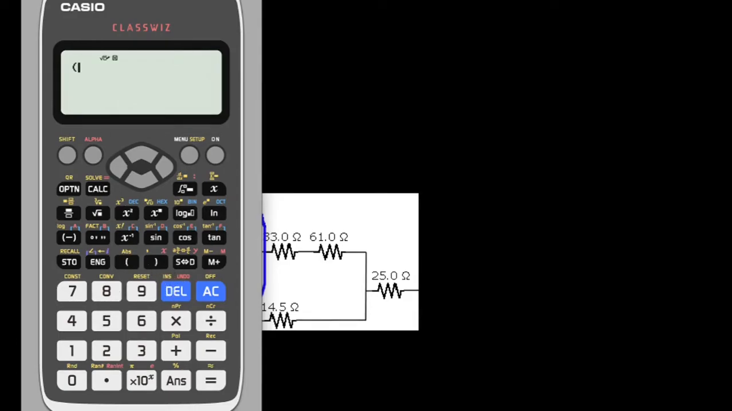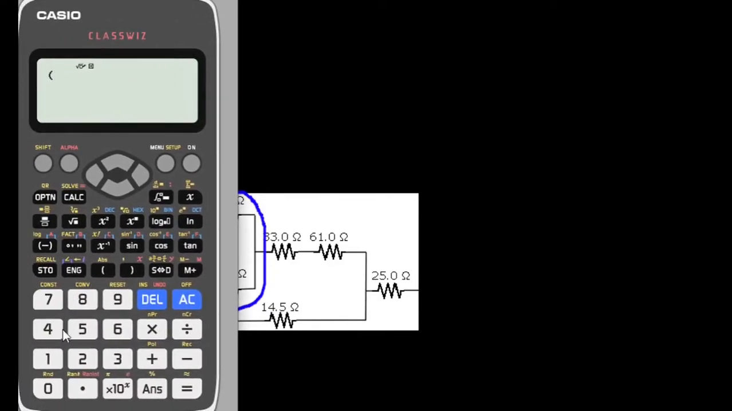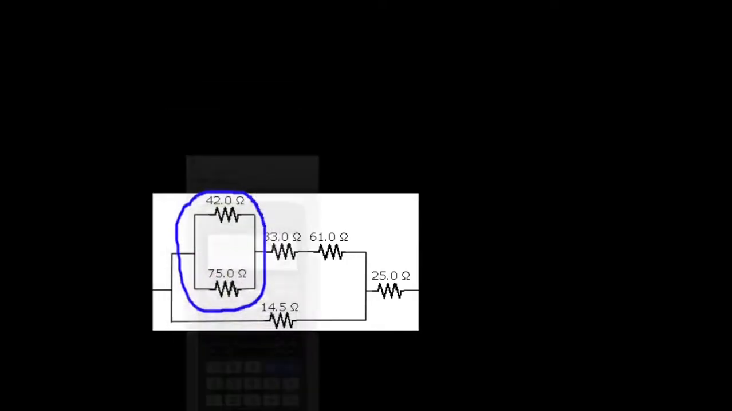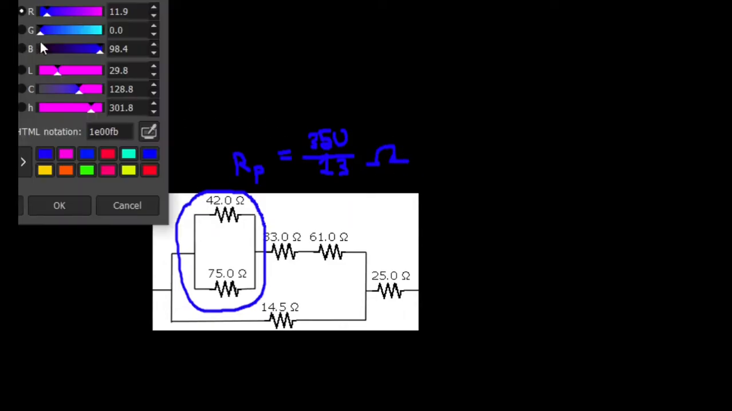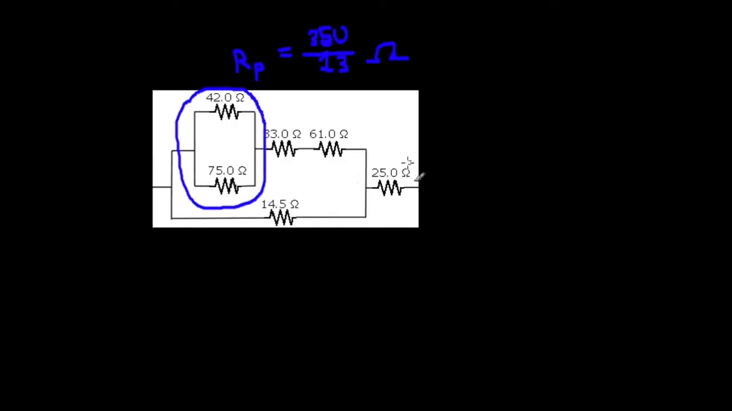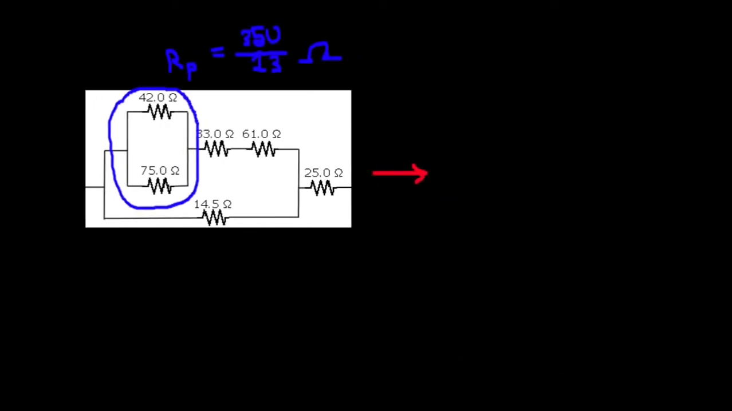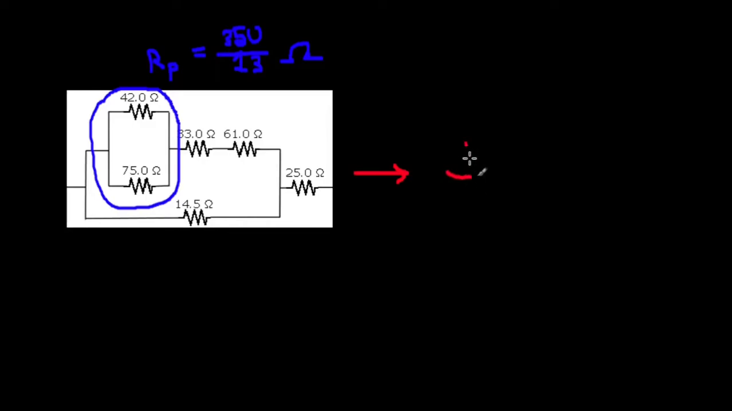So for the equivalent resistance of that combination, it's 42 and 75, right? So 42 inverse plus 75 inverse, whole thing, take the reciprocal. So you have 350 by 13, right? So here this is equal to 350 by 13. So if I turn this into the equivalent resistor, everything else is the same except this is just one resistor.